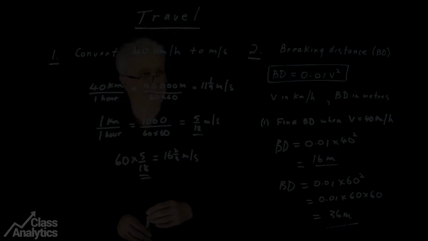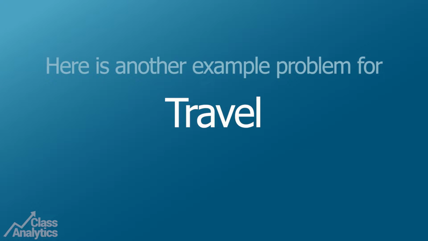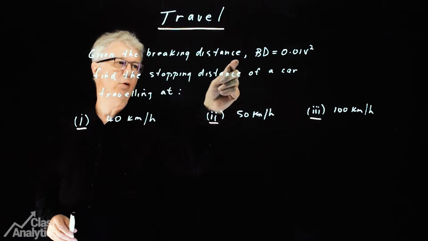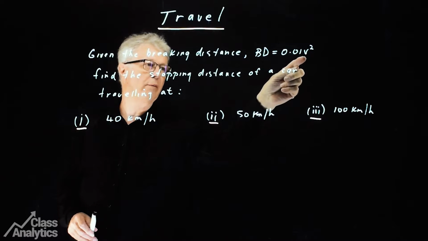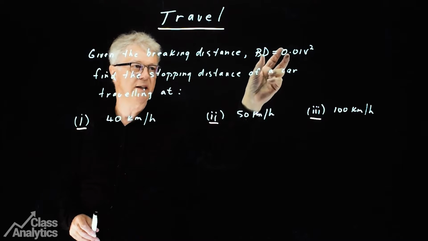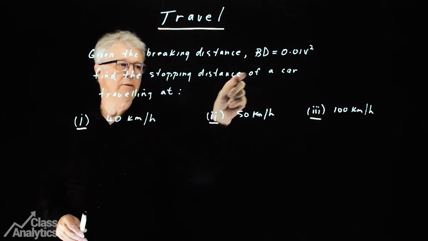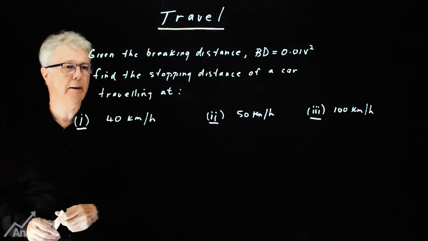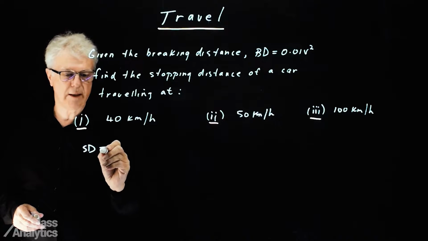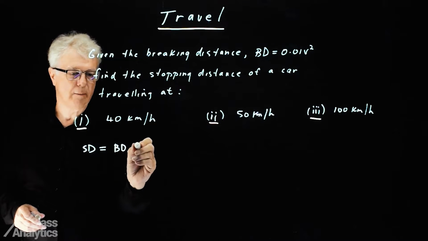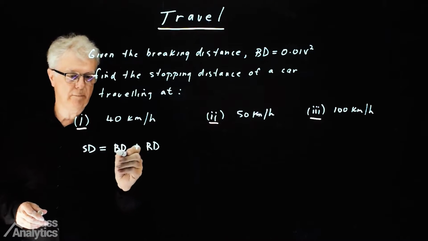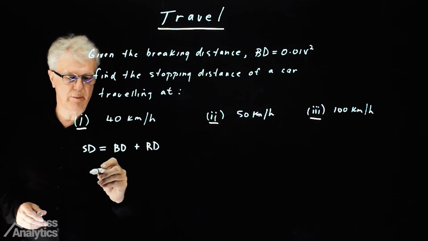That'll be stopping distance. Now, in this question, we are given the braking distance formula is 0.01 v squared. Remember, v is in kilometres per hour, and the actual distance travelled is in metres. We've got to find the stopping distance of a car travelling at first 40 kilometres an hour. Now, to work out the stopping distance, call it SD, is equal to the braking distance plus the reaction time distance, or RD. Now, we can work this one out to get the reaction time distance.